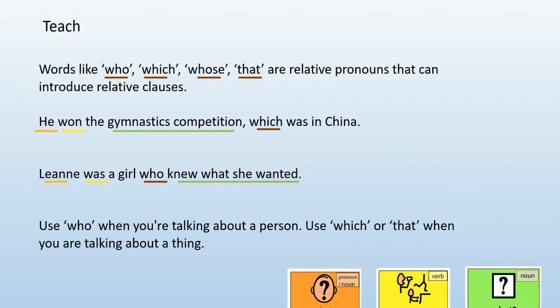Words like who, which, whose, that are relative pronouns that can introduce relative clauses. He won the gymnastics competition, which was in China. Leanne was a girl who knew what she wanted. Use who when you're talking about a person. Use which or that when you're talking about a thing or an object.